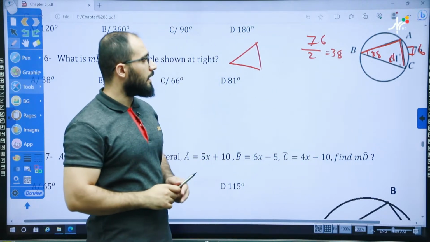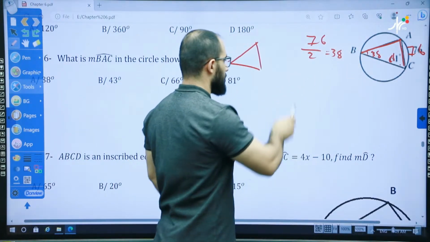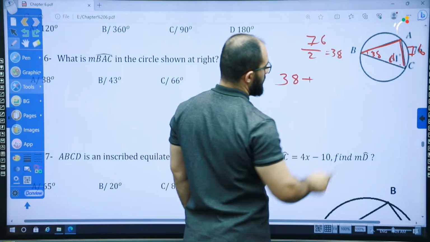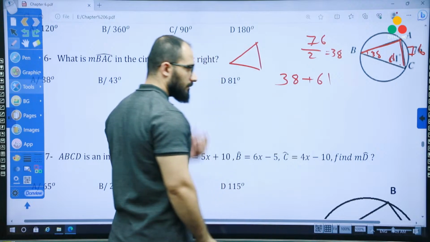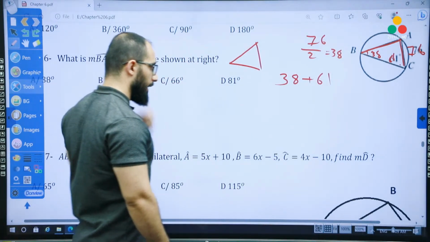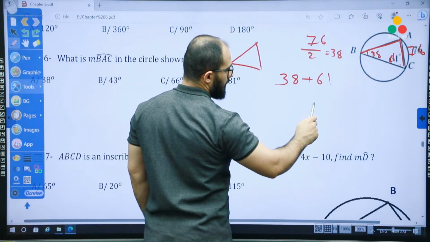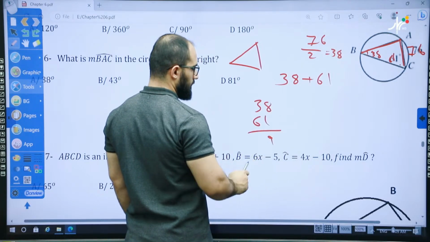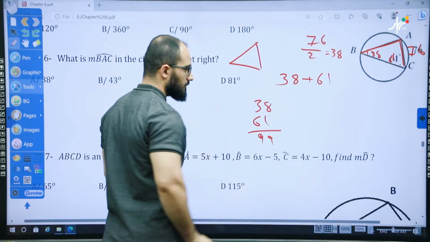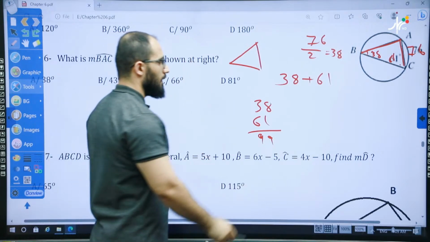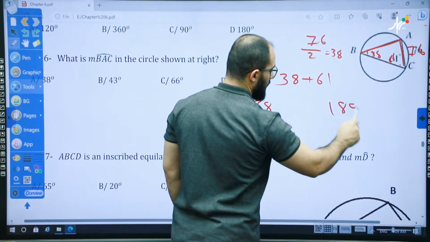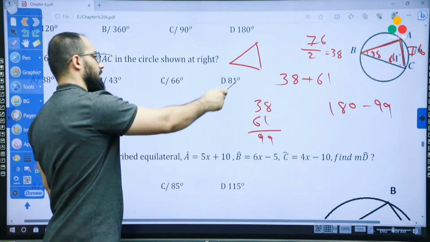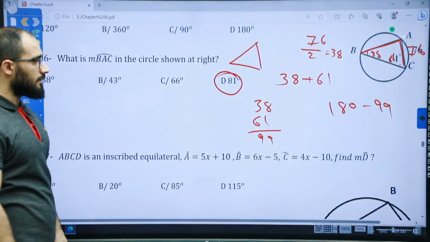Right now we have two known angles, 38 plus 61, which is equal to 99. Then 180 minus 99 is equal to 81. D is the correct answer.